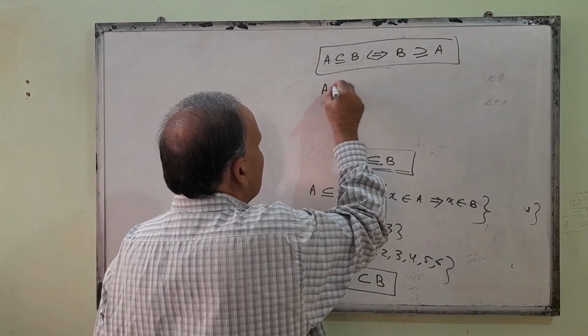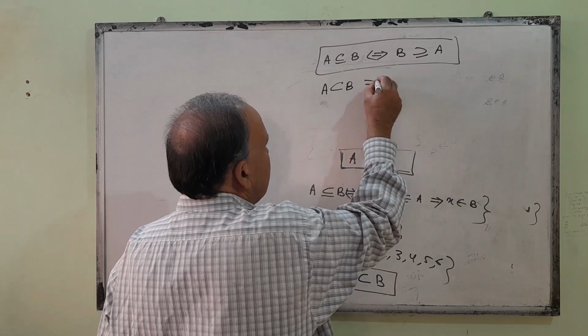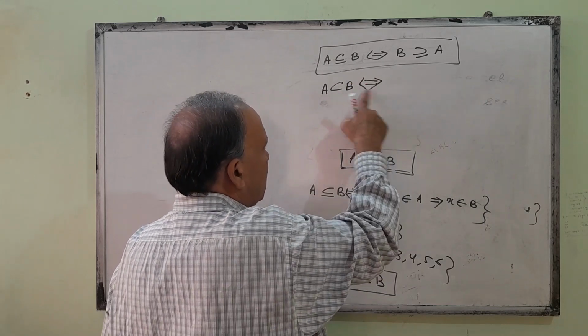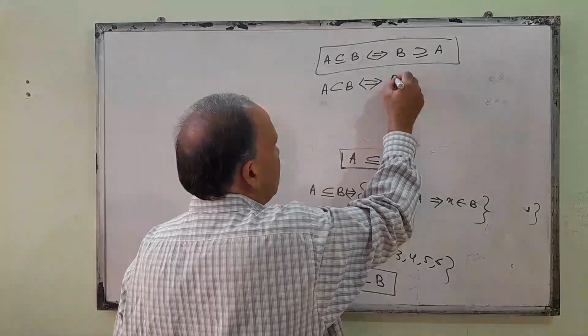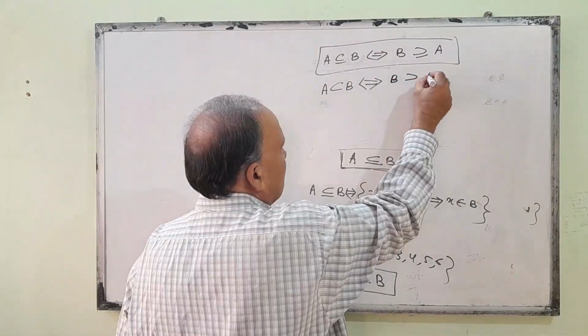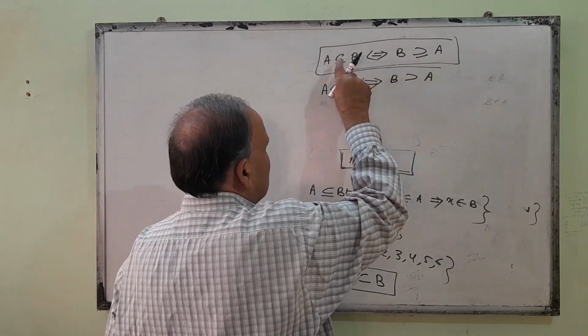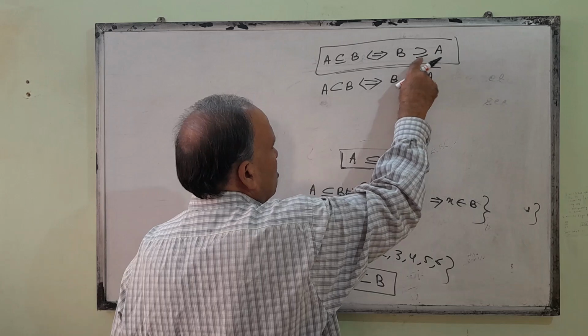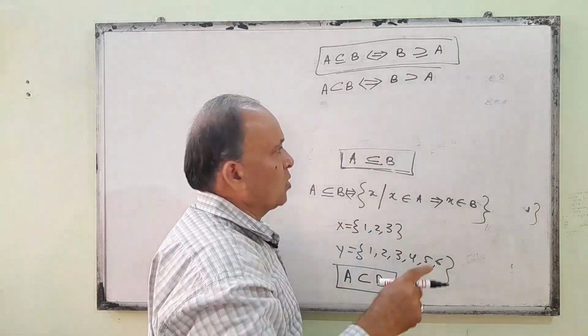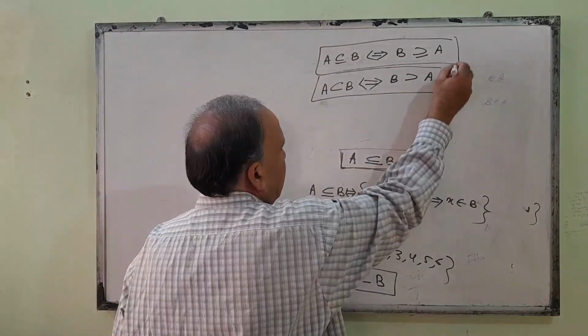Similarly, if A is a proper subset of B, it is implied by and implies the other, remember this symbol. If A is a proper subset of B, then B is a proper superset of A. This is your subset and this is your proper subset, this is your superset and this is your proper superset. Remember this symbol, very important.